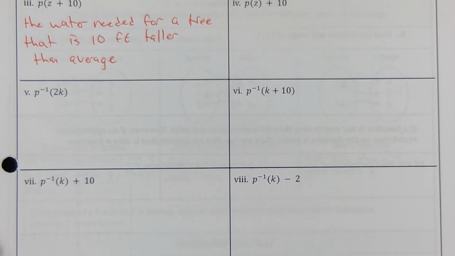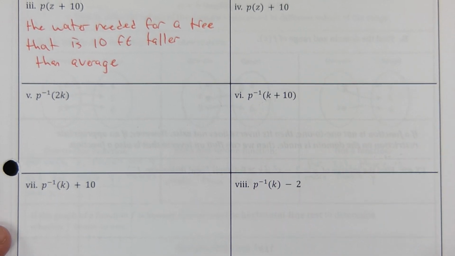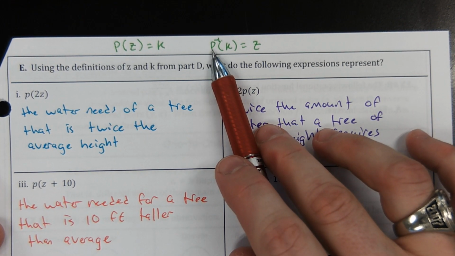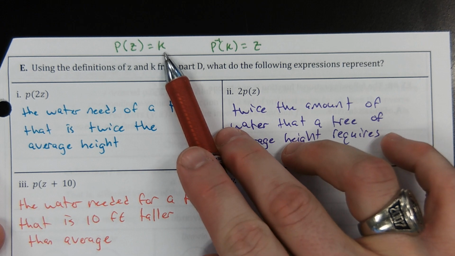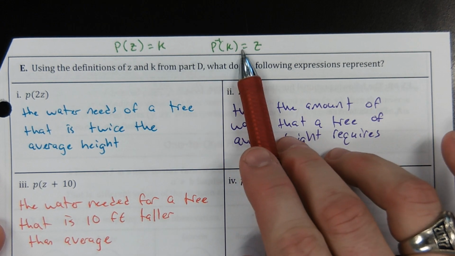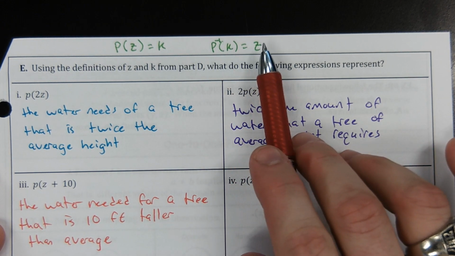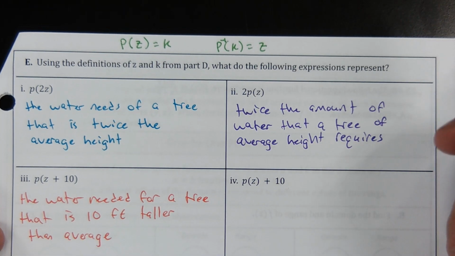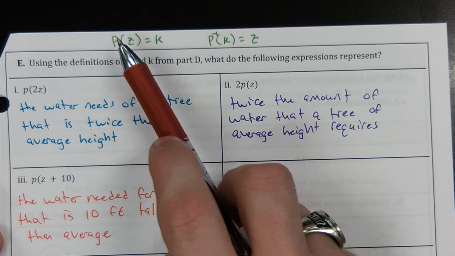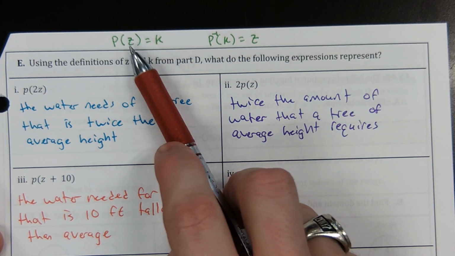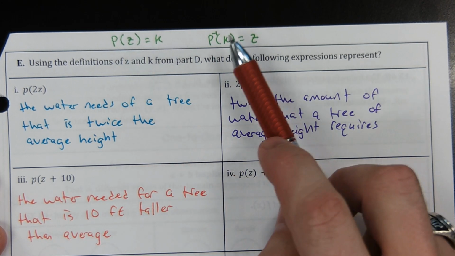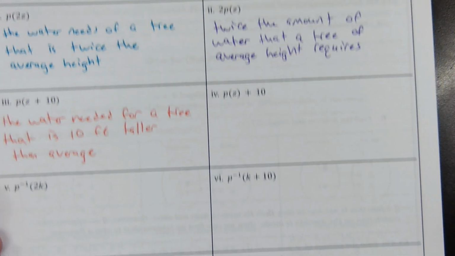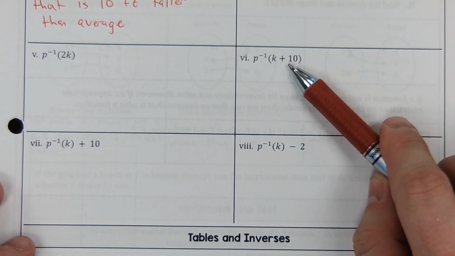How about this one? So the inverse thing. This says water, K is the water needed, right? So this is the water needs of a tree of average height. This is the height of a tree that uses this much water. There we go. So what is this one telling us?